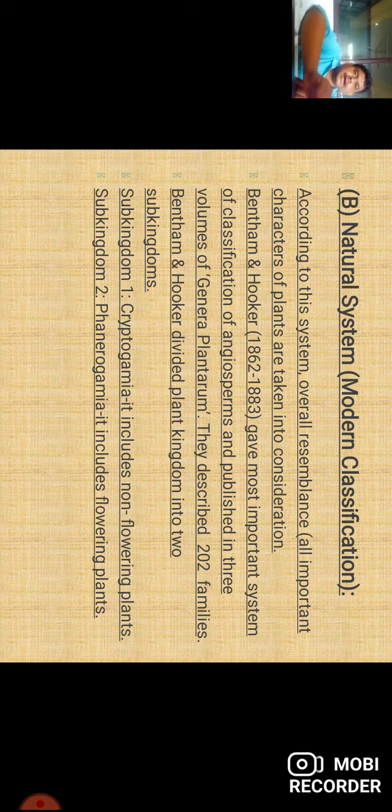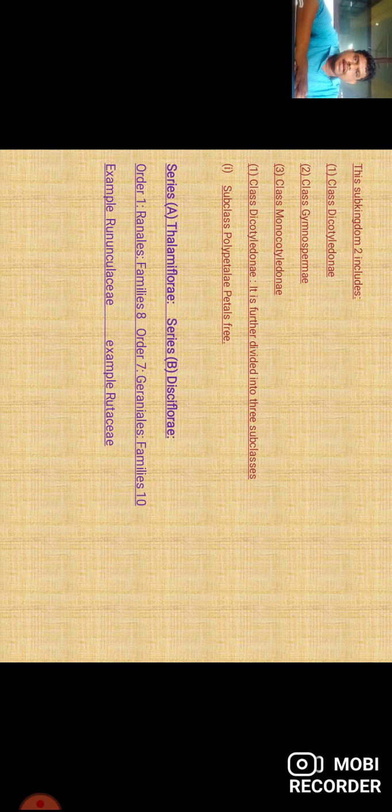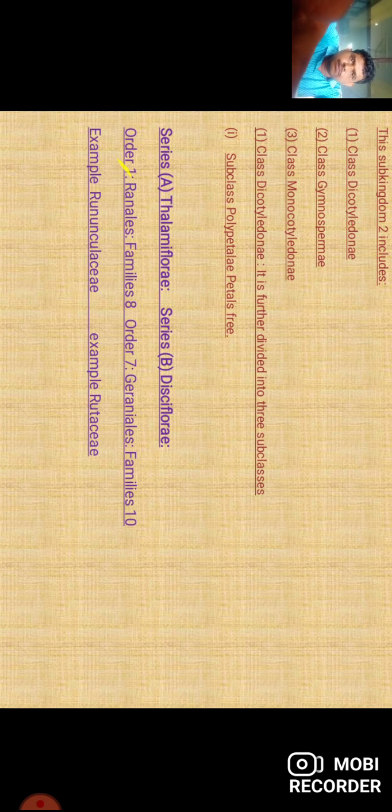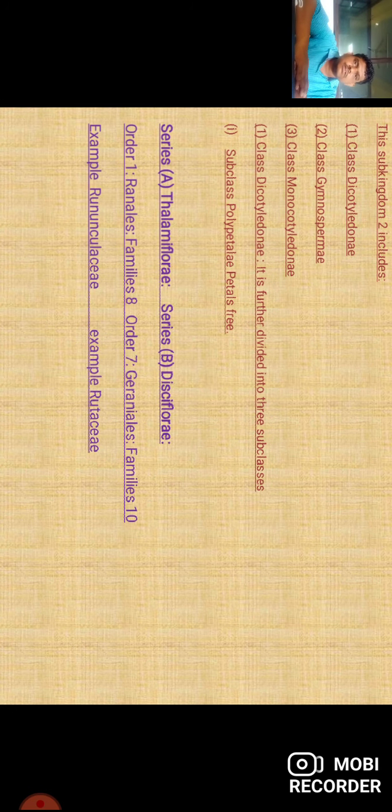The subkingdom Phanerogamia included three classes: class Dicotyledons, class Gymnosperms, and class Monocotyledons. The class Dicotyledons is further divided into subclasses, among them Polypetalae. Polypetalae, you know the term, means petals free.